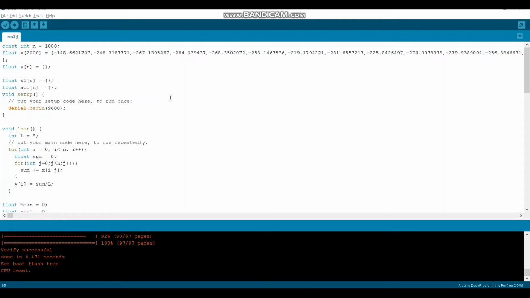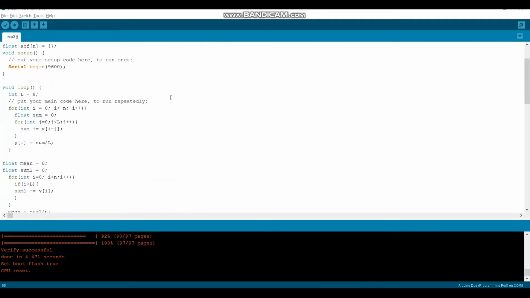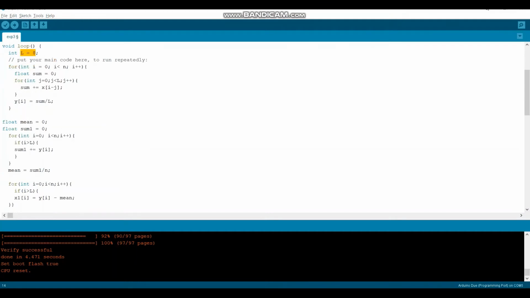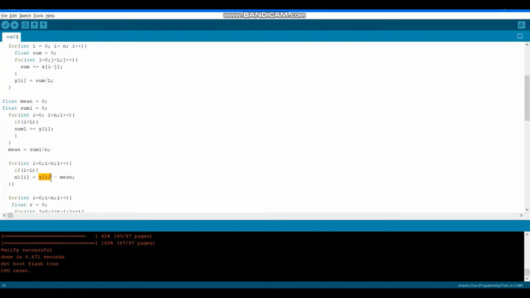As per the algorithm, we first run a moving average filter over this signal. This is the code for the moving average filter. We are using a filter length of 8 to smoothen the signal. We store the resultant value in an array called y, then find the mean of this array and subtract it as part of normalization. We subtract the mean from the moving average filter output and store it in another array called x1.